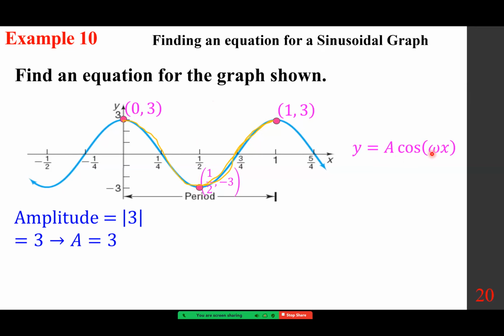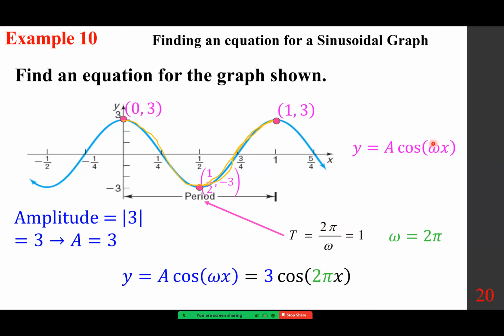As you know, T is 2 pi over omega, and 2 pi over omega equals 1, right? That means omega is 2 pi over 1, or just do the cross product. I hope you have no problem with the cross product. If 2 pi over omega is 1, omega becomes 2 pi. So replace the a with 3, omega with 2 pi, and you're done.